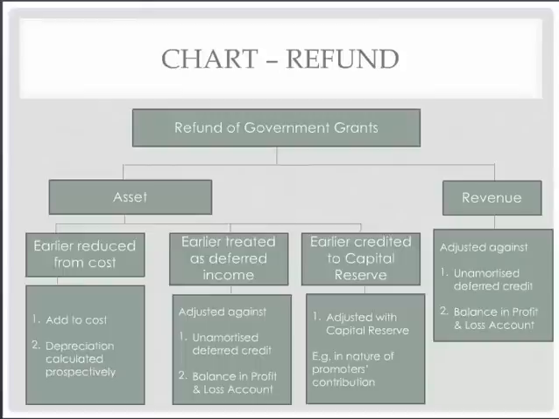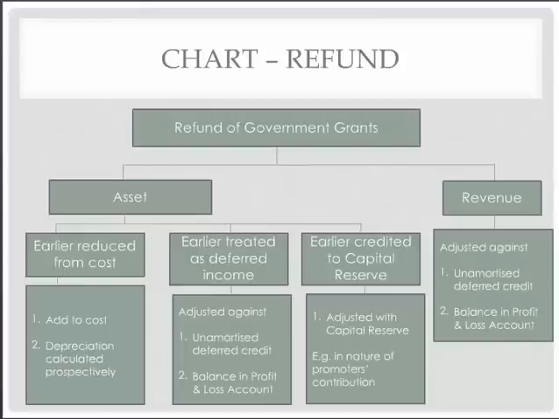If you had earlier treated it as deferred income, then now first you will adjust the unamortized deferred credit. The balance you will take to the profit and loss account. Now in case of non-depreciable fixed assets like land, or in case of capital contribution or promoter's contribution grant, where you credited it to capital reserve, in that case you will adjust the amount with capital reserve.